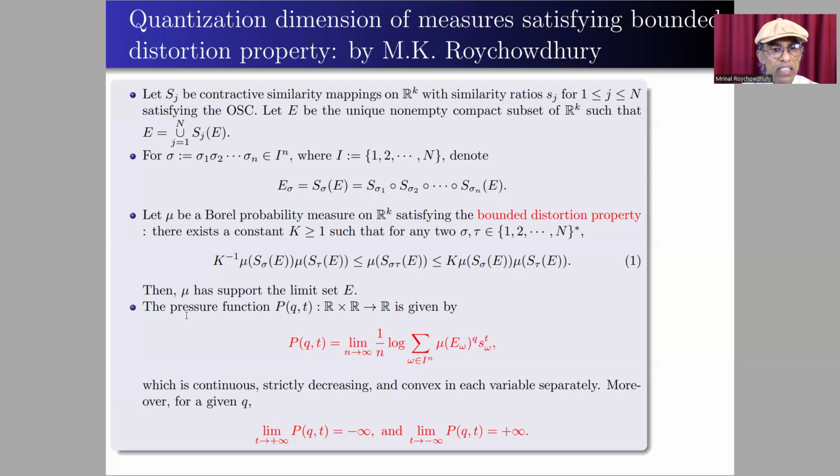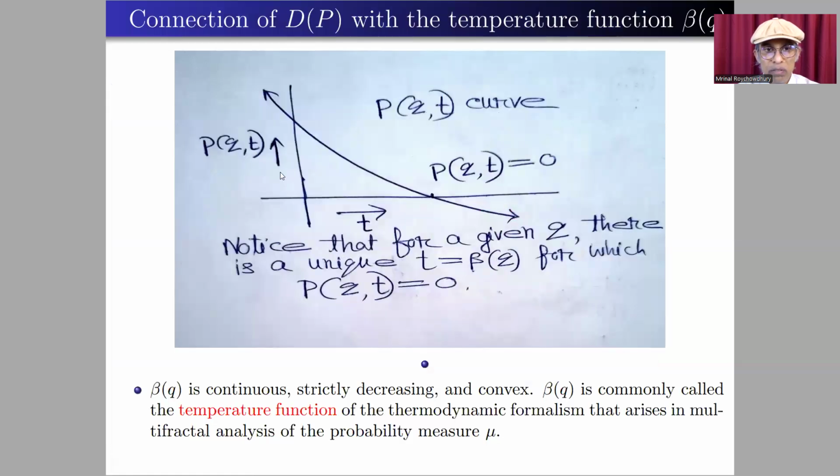It can be proved. The pressure function P(q,t), the topological pressure, is coming in to calculate the quantization dimension. It has been seen that for several fractal probability measures, the quantization dimension has been exactly determined, and in each case there is a pressure function. So here the pressure function P(q,t) is given by this. It is continuous, strictly decreasing, and it can be shown that this limit exists. And this function P(q,t) is continuous, strictly decreasing, and convex in each variable separately. Moreover, for a given q, the limit as t goes to plus infinity of P(q,t) is minus infinity, and the limit as t goes to negative infinity is plus infinity. That means the graph of P(q,t) looks like this.